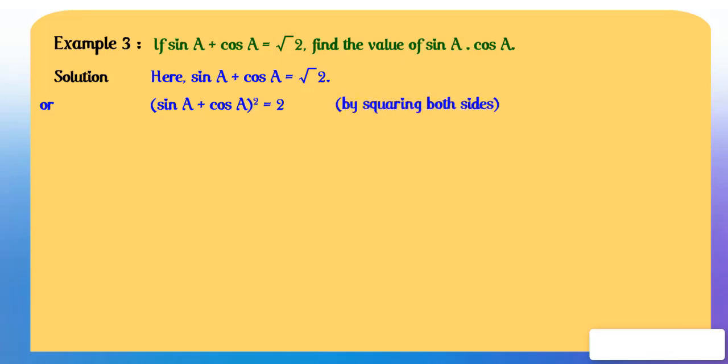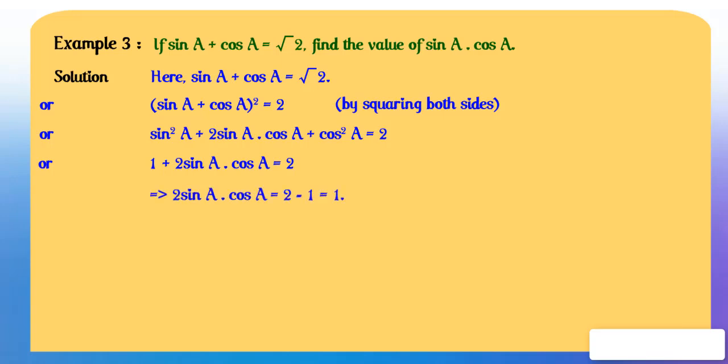This we obtain by squaring both the sides, or sin square a plus 2 sin a cos a plus cos square a is equal to 2, or in place of sin square a plus cos square a, we can write 1 plus 2 sin a cos a is equal to 2. This implies 2 sin a cos a is equal to 2 minus 1 equal to 1. Therefore, sin a cos a is equal to 1 by 2.